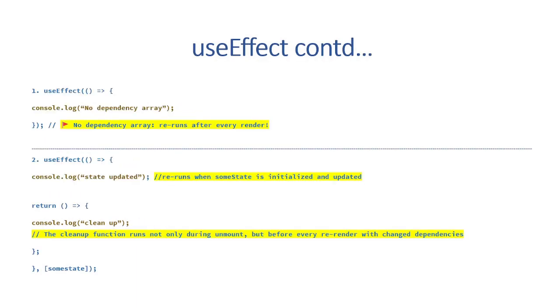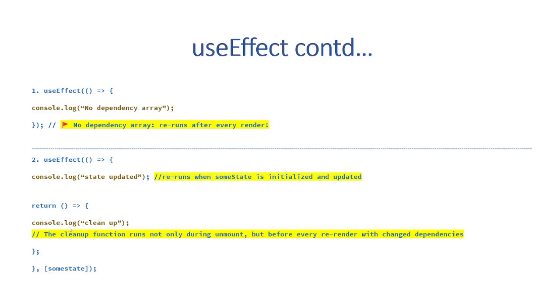So the first one will run after every render. It reruns after every render. So if a useEffect doesn't have any dependency array, it will rerun after every render. Now the second one, if a useEffect has some state as a dependency, it will be rerun when that state is initialized or updated. So the state updated console log will be printed when this someState is updated or initialized.